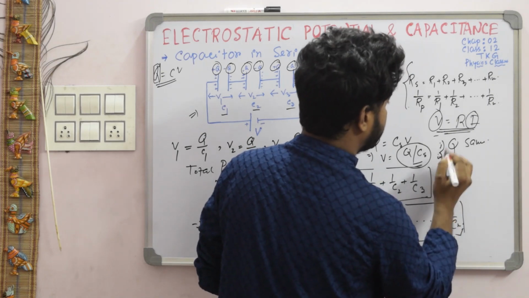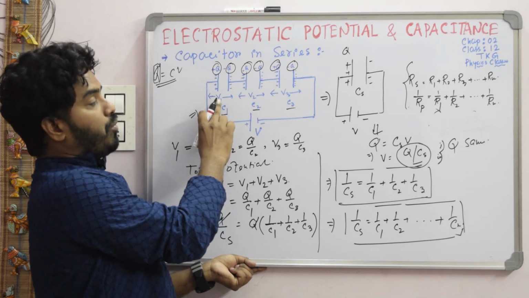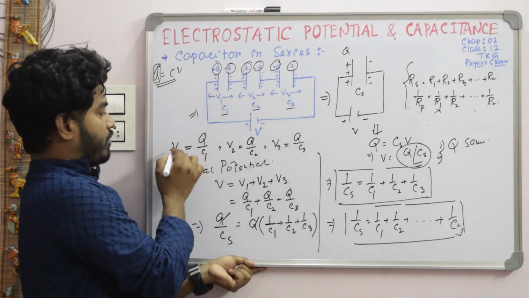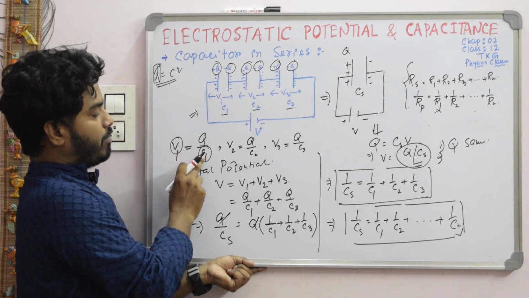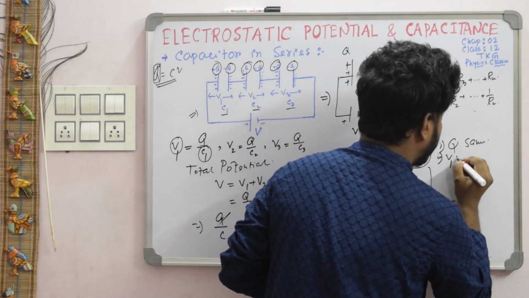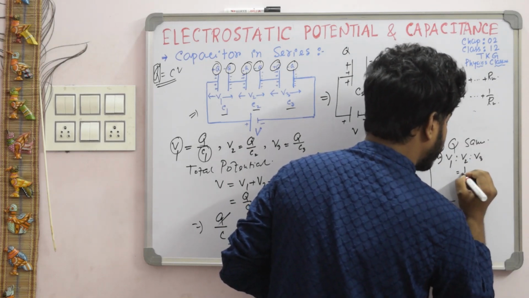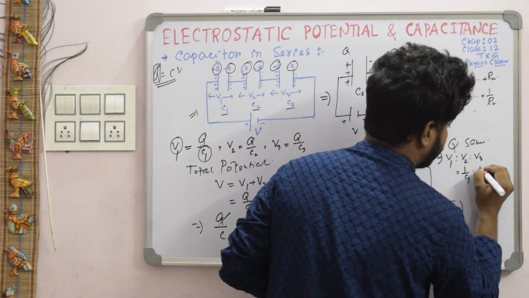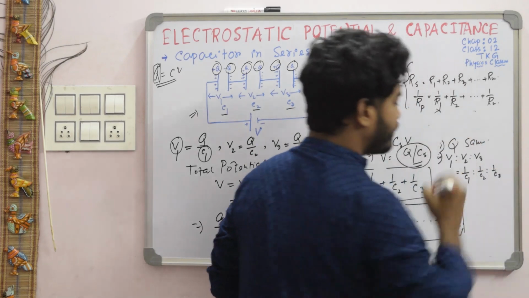Second point, potential V1, V2, V3 for charge Q is inversely dependent upon capacitance. So the ratio of V1 is to V2 is to V3 is 1 by C1 is to 1 by C2 is to 1 by C3.